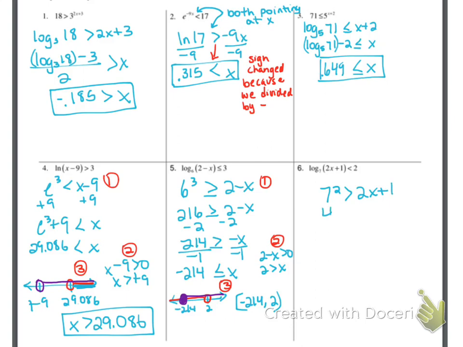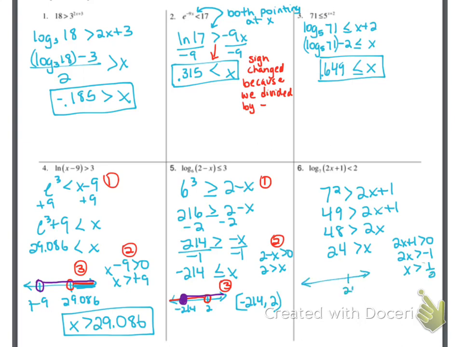And the last one, 7 squared, is greater than 2x plus 1. And then continue to solve by subtracting 1 and dividing by 2. And also do 2x plus 1 is greater than 0. Subtract 1, divide by 2. x is greater than negative 1/2. Okay, so once I graph it, I see that x is in between negative 1/2 and 24. And so there is my solution interval between negative 1/2 and 24. And once again, I did the 3 parts.